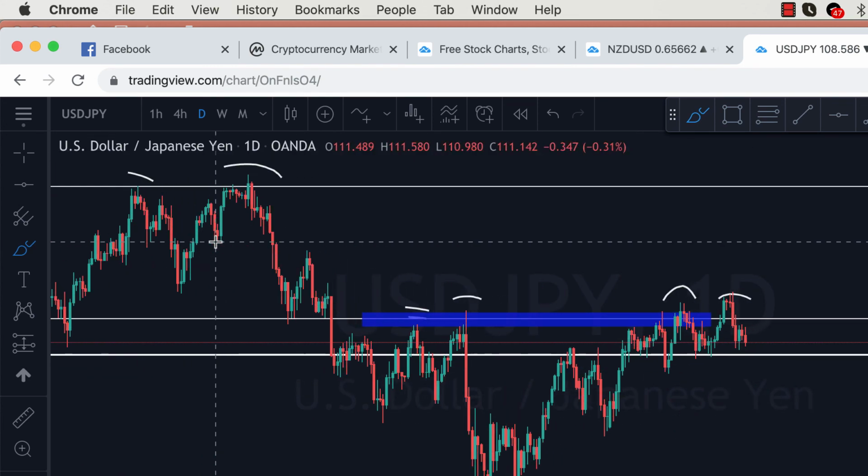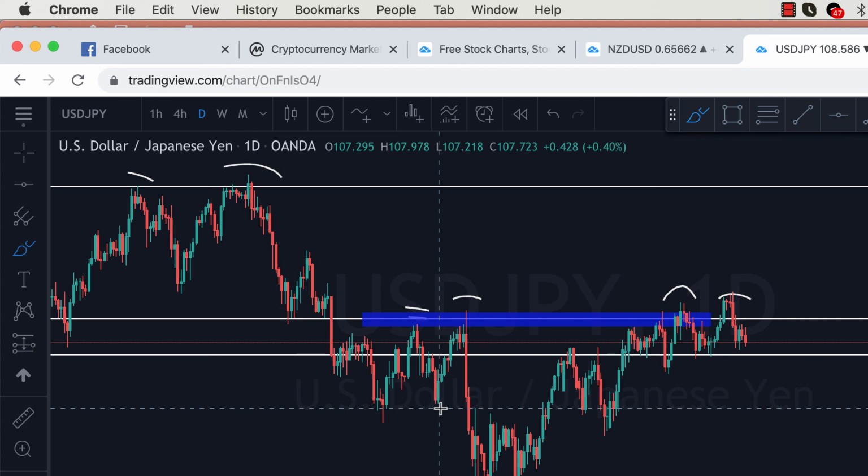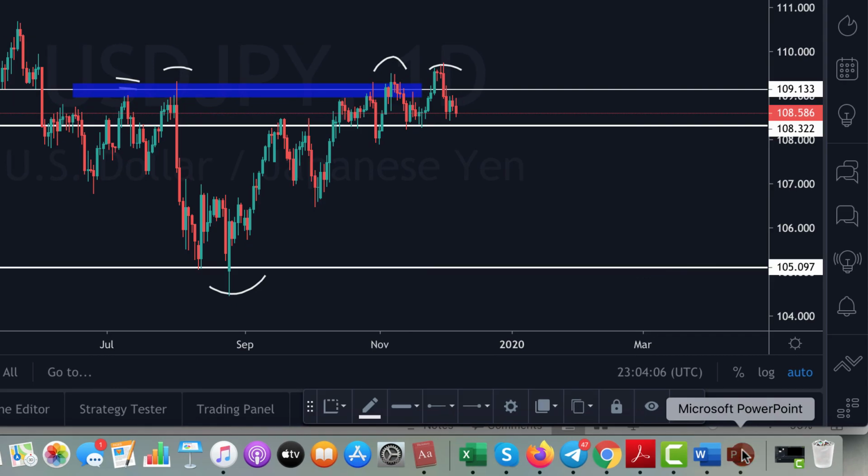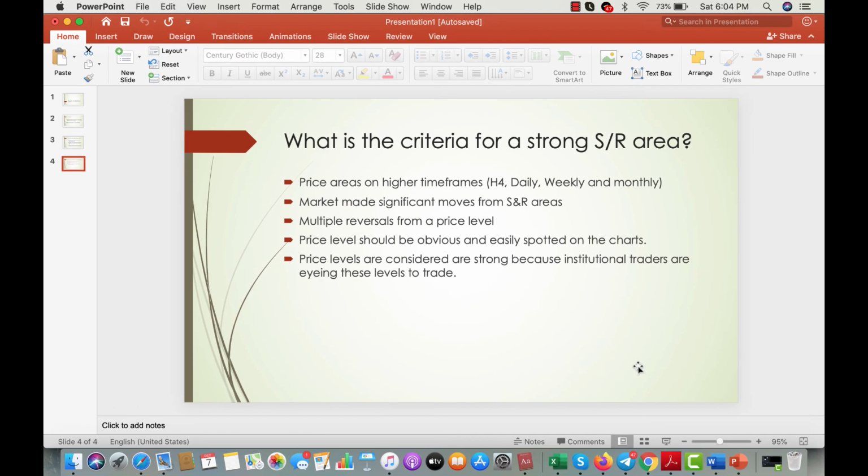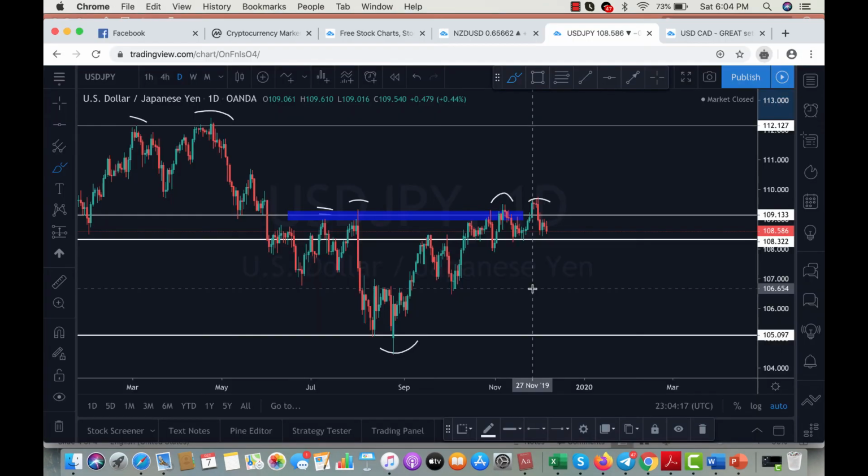So previous supports can become resistances and vice versa. That's important as well, right? I think that's pretty much it. So your homework today would be to draw support resistance lines on daily, and double check with the 4 hour, right? 4 hour and daily, these two time frames. On daily, as I said, you can get more specific ones because it's a higher time frame. The higher you go, the cleaner your charts get.